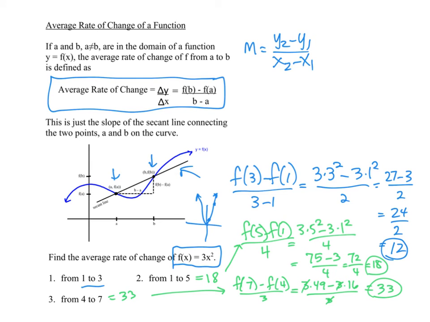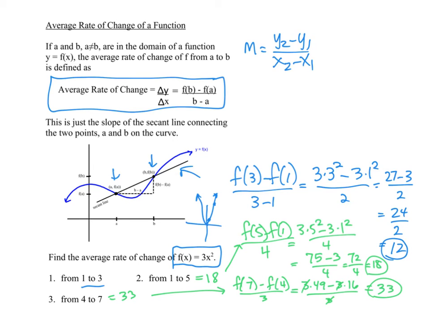All right, take a look here. So the answer to number 2 was 18, and I show you the work over here. And you can see you end up with 75 minus 3 over 4, which is 18. With number 3, it got to be so large that I actually kind of showed you a trick here.